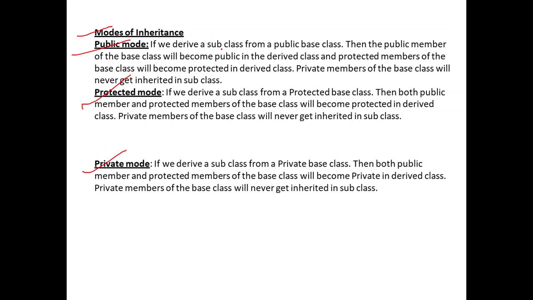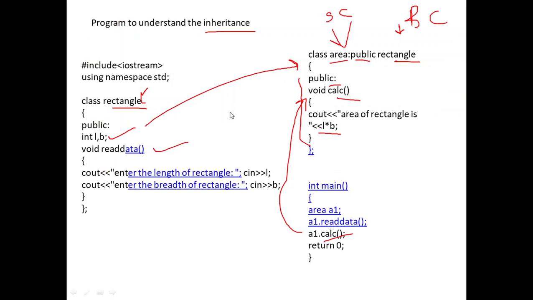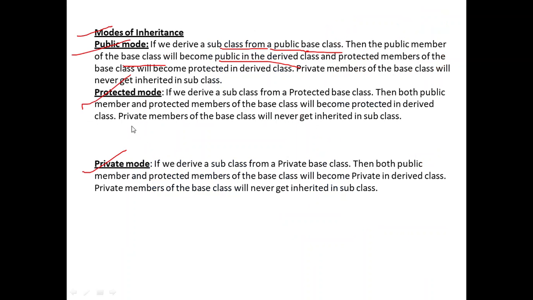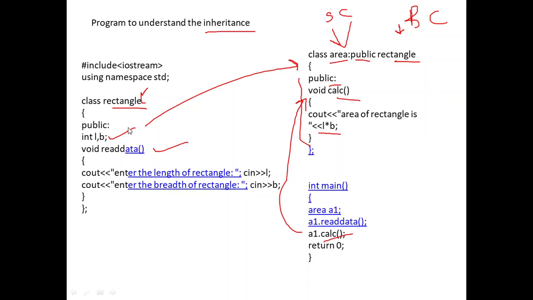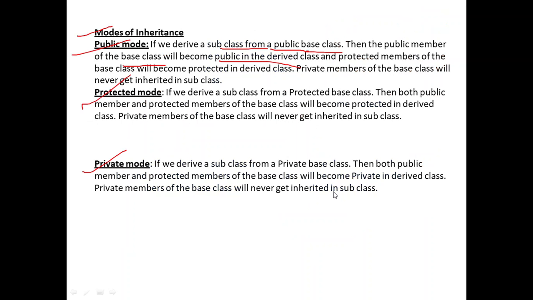In public mode, the subclass, we will declare it as public, right? If we derive a subclass from a public base class, then it is public mode. Then the public members of the base class will become public in the derived class, as in this example, right? And in protected mode, if we declare the base class as protected, then all these members will become protected members of this subclass. In the protected class, we can inherit the property, so there is no problem. If we derive a subclass from a protected base class, then both public and protected members will become protected in the derived class.